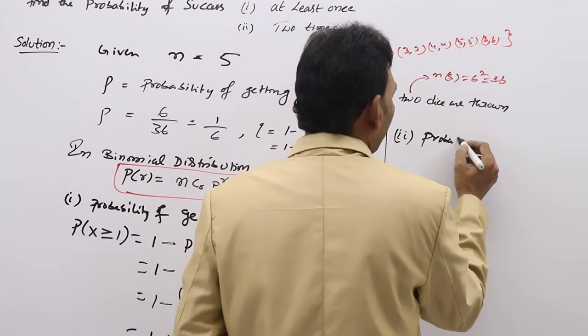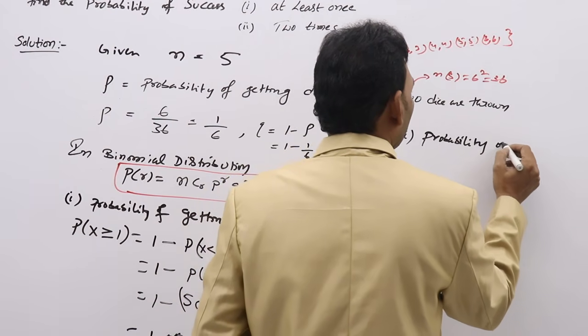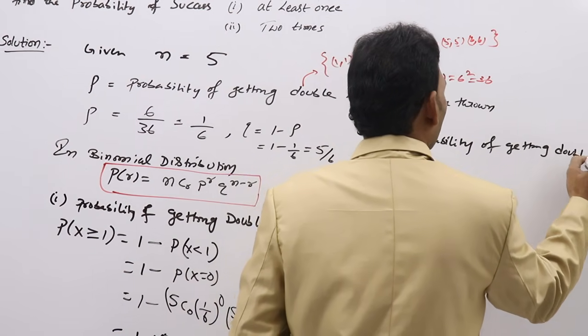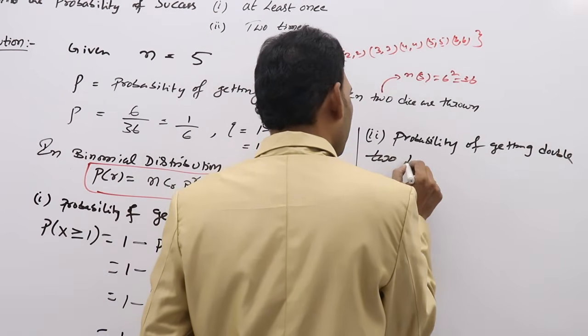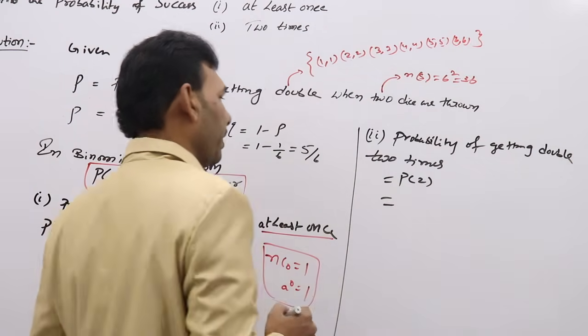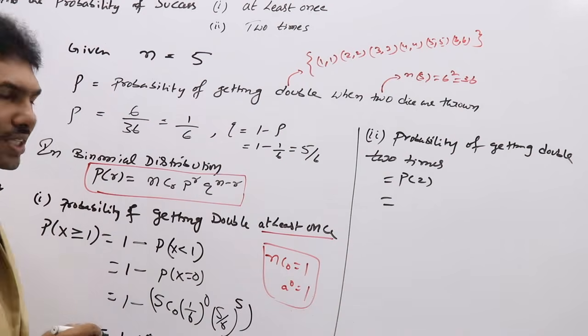probability of getting a double exactly 2 times. That is, the probability of 2 successes we need to find.